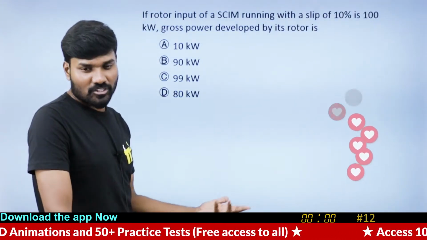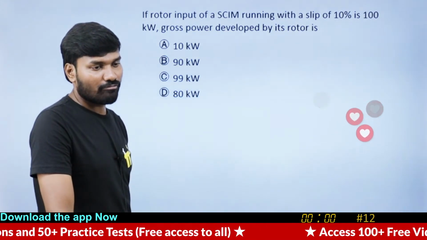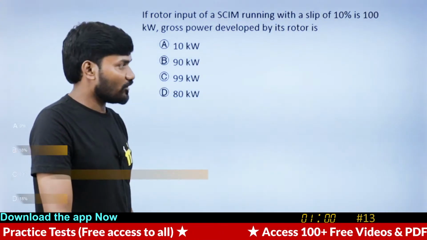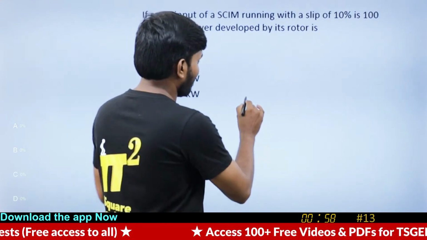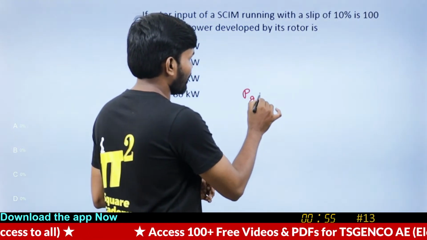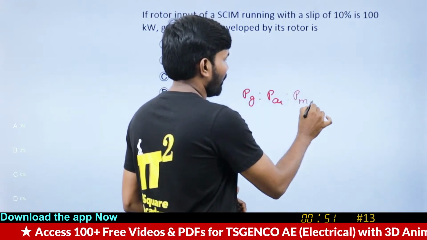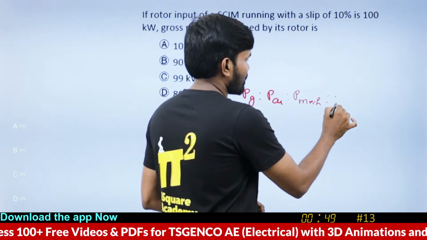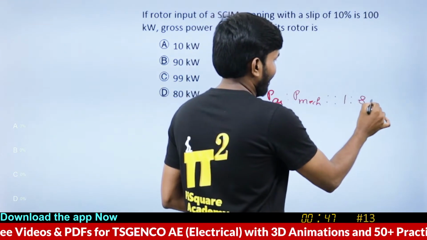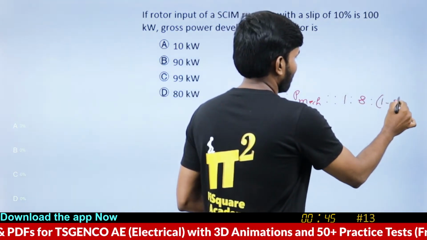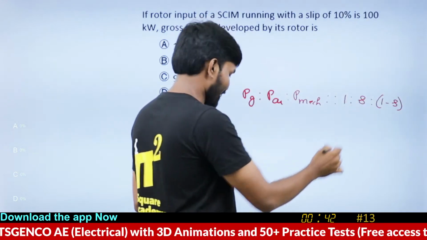Next question, based on the same concept of the powerful equation. What's the powerful equation? You have to keep this equation in your mind. Pg is to Pcu is to Pmech is 1 is to S is to 1 minus S. It's not 8, it's S.